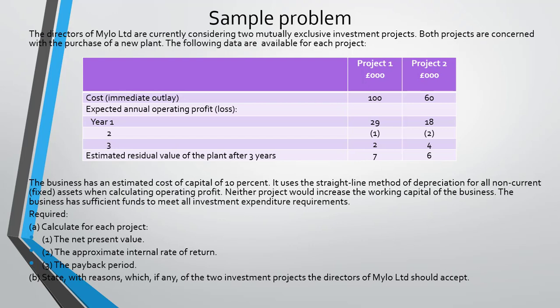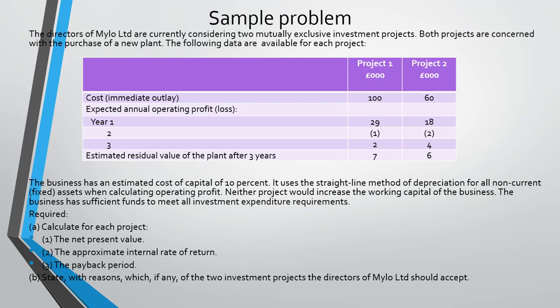The cost of capital mentioned here is 10%. And then they use the straight line method for all non-current fixed assets and when calculating operating profit. Neither project would increase the working capital of the business, which means it's a separate venture. The business has sufficient funds to meet all investment expenditure requirements.